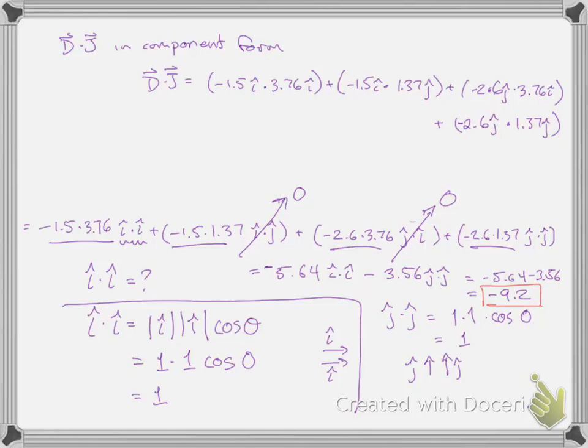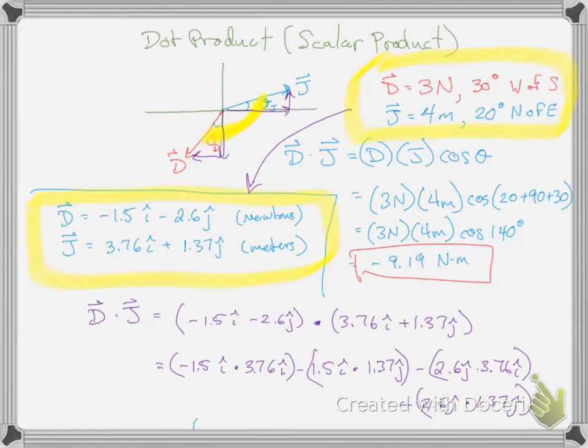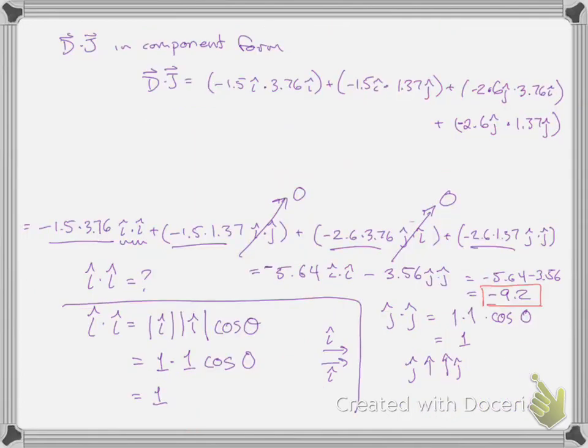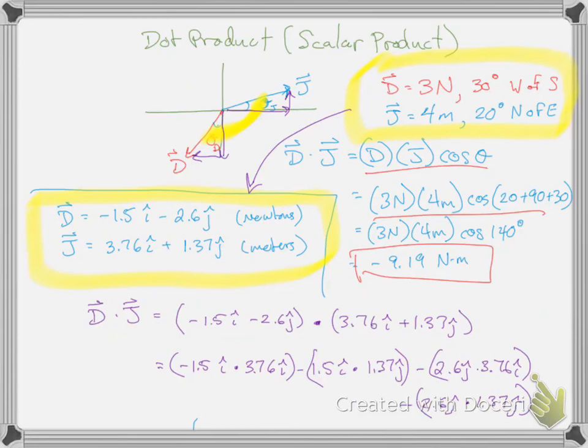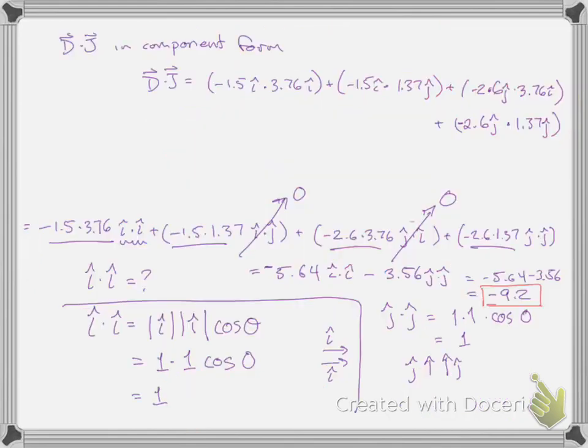In component form, it looks a little complicated, but there was some simplification that came, and let me show you what that simplification is. But first, let me just remind you that in magnitude direction form, we're able to say that d dot j was dj cosine theta. We could plug in and find that d dot j is minus 9.19 Newton meters. In component form, we had to multiply out each of those separate components. So we had 4 terms. But 2 of the terms went to 0, and it was minus 9.2, and I left off my units. My units are still Newton meters.